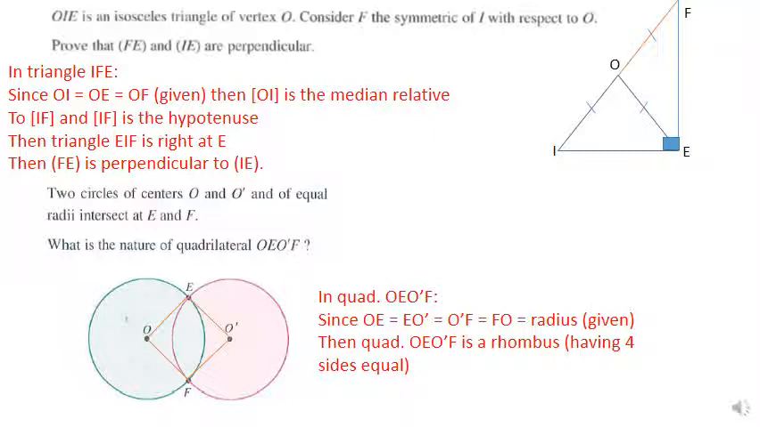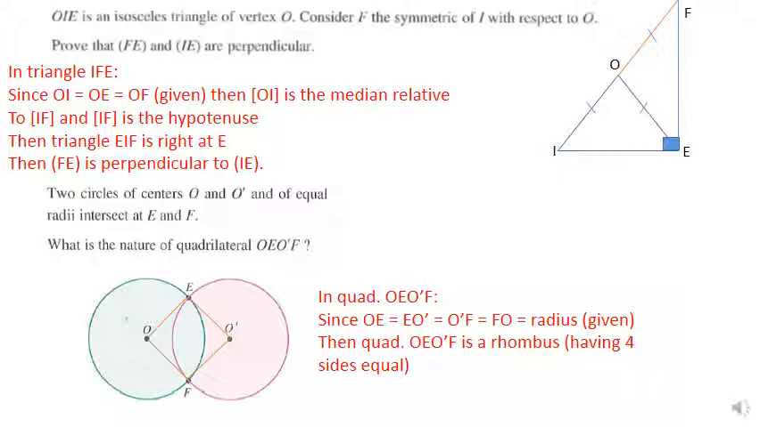Another question: we have two circles of centers O and O prime and of equal radii. So the radius of the first circle is equal to the radius of the second circle. What's the nature of quadrilateral OEO'F? It's very easy. OE is equal to OF because they are radii in the same circle. O'E is equal to O'F.